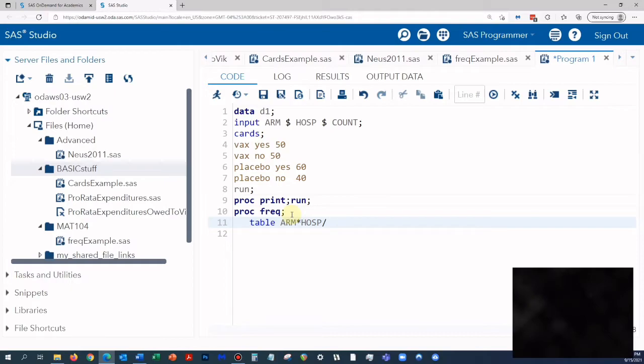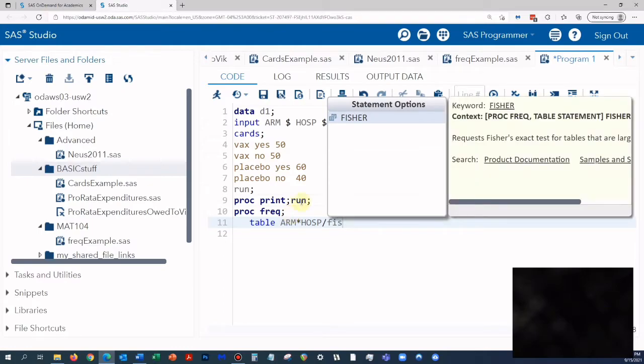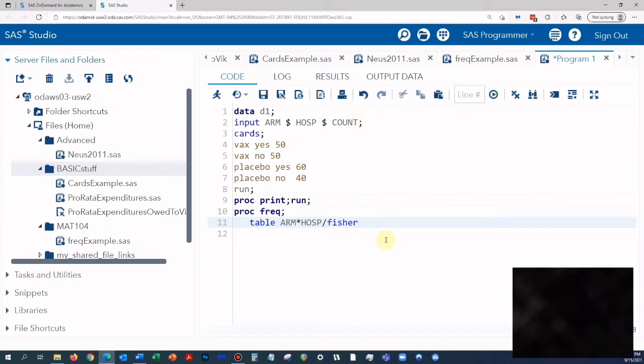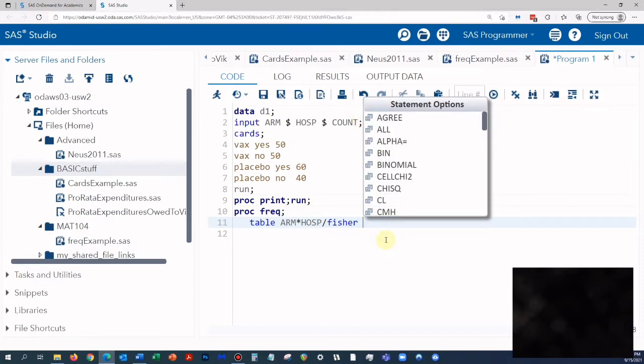We get one of these 2x2 classification tables, and we don't have enough data to do a chi-square test. So I use, now see, I just typed FIS, and see how this comes out? Click on it, Fisher. What this does is this tells SAS that if you don't have enough study subjects to have expected frequencies of at least 5, it uses Fisher's exact test. And if you did this by hand, oh my God, it would be a nightmare. But SAS just does it for you.